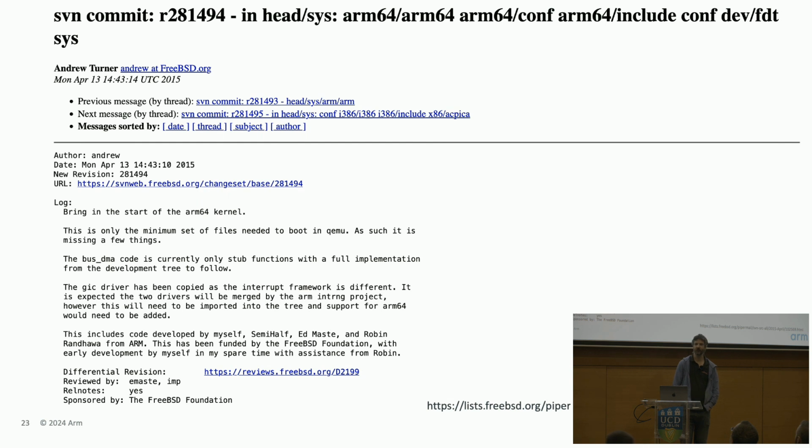And then that project went well. So maybe this is the start of ARM64? This was importing the kernel. It wasn't the first ARM64 change in the tree, but this was bringing in the kernel. There were a few more changes after that, obviously, and user space had to come in as well. But should we consider this the start? Could we consider this the start?